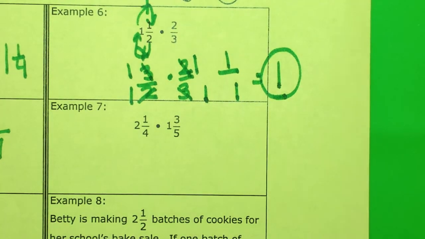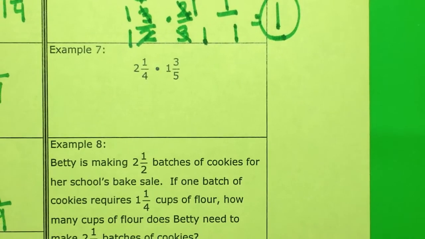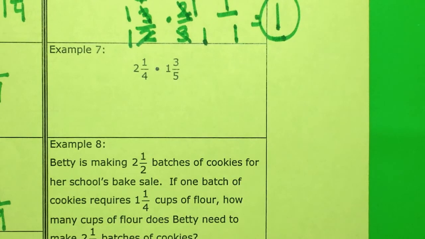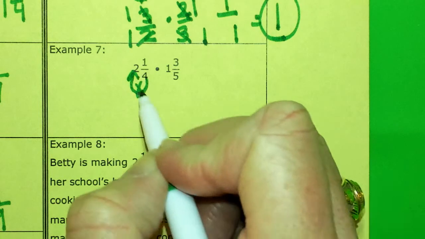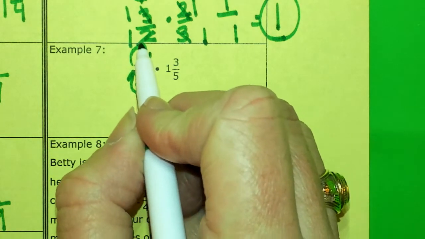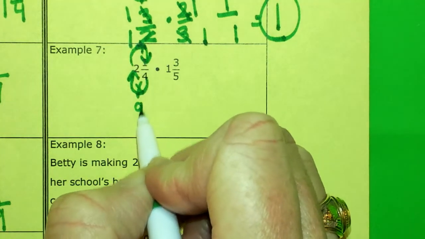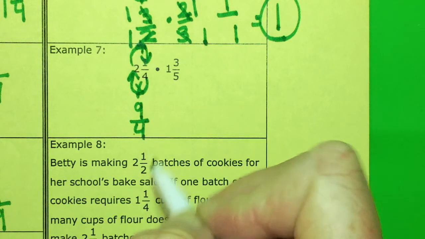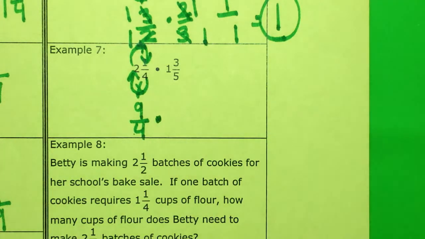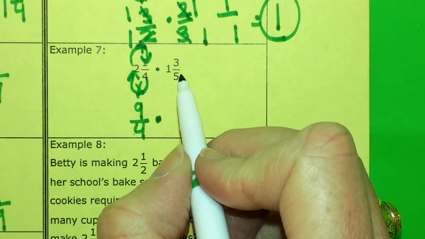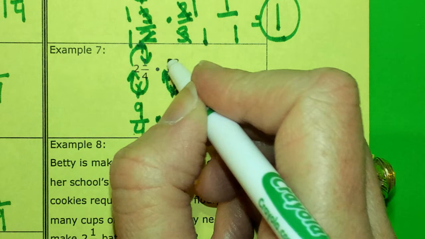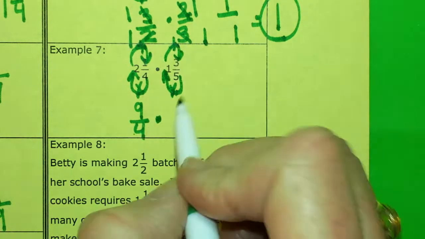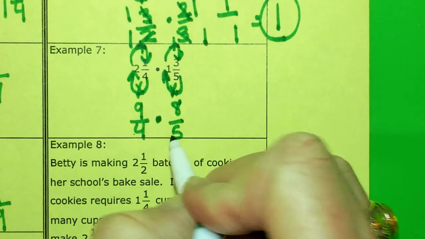So let's try the next one. On this one I have two mixed numbers that I want to change into improper fractions so that I can use them. So again, I'm going to use my Texas two-step. So what is 2 times 4 going to give me? 8. Plus 1 more is 9. So down here I have 9/4, multiplied by, okay, I've still got a mixed number, so let's change this up. 5 times 1 is what? 5. Plus 3 is 8. So here I have 8/5.